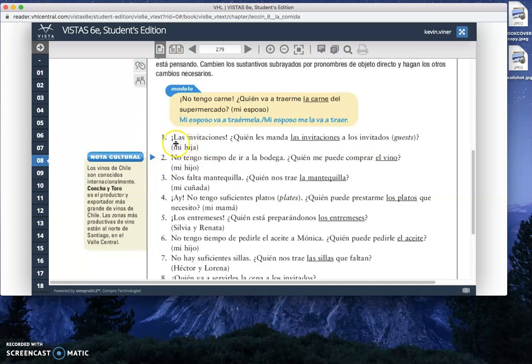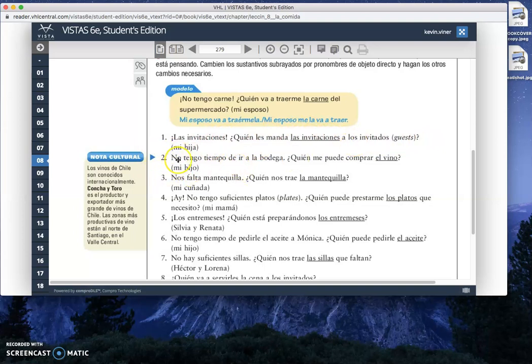So let's look at número 1. Las invitaciones. ¿Quién les manda las invitaciones a los invitados? That's the question, and the person that's going to do that is mi hija. So pause it. And we're back. So we say, mi hija se las manda a los invitados. Se las manda. The se is referring to les, and the las is referring to las invitaciones. So se las manda a los invitados.